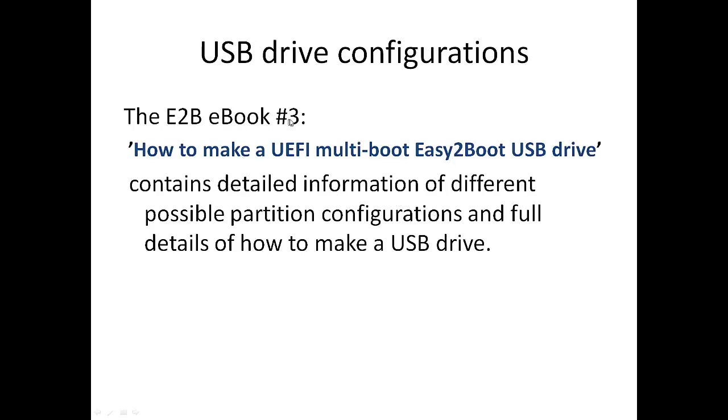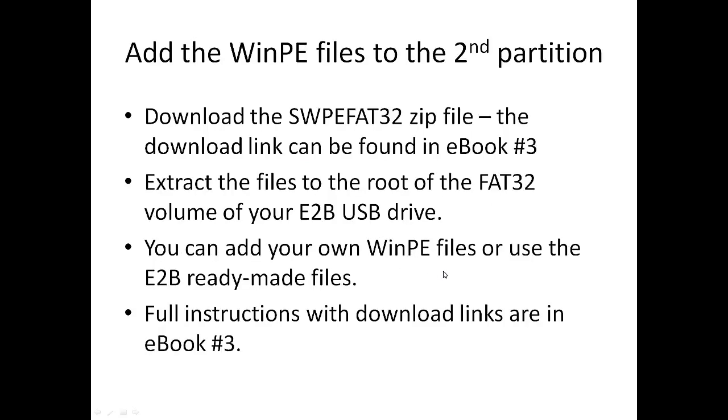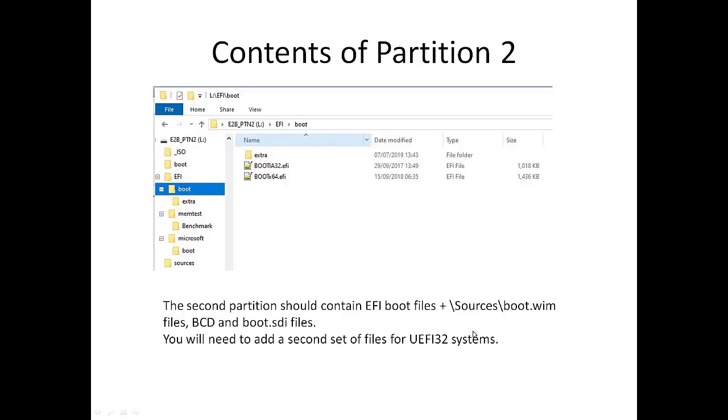So there are more configuration options described in Easy2Boot ebook number 3, and it also describes details of how to make the different types of USB drive for Easy2Boot. So once you've got this second FAT32 partition, you need to download the SWP FAT32 zip file, which contains the WinPE files that you need to add to the second partition. So just extract the files to the root of the FAT32 volume, and it'll make its own folder structure. You can add your own WinPE files if you like. You don't have to use the ones I provided.